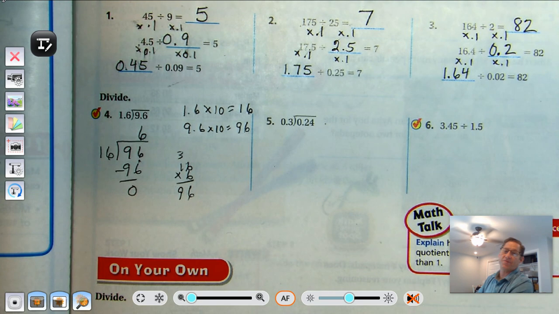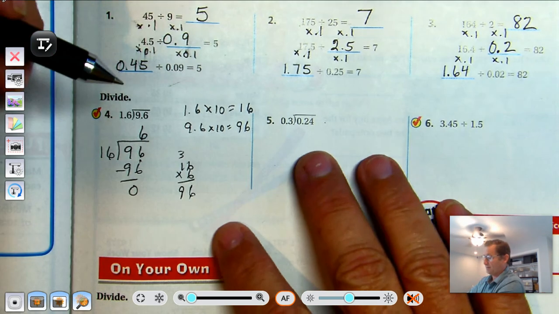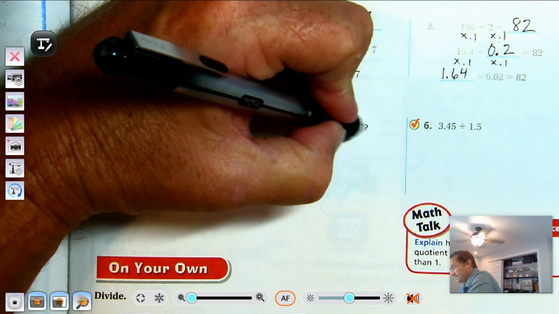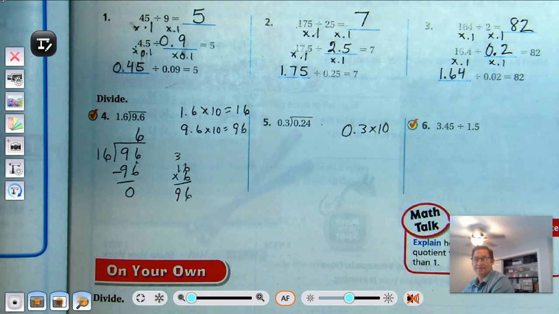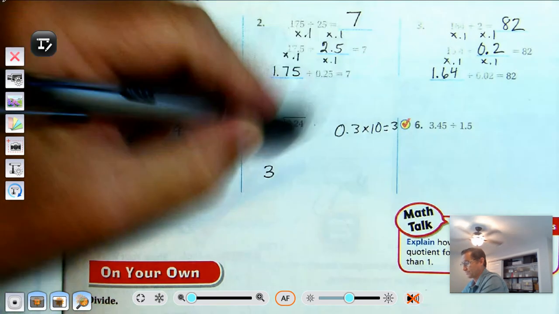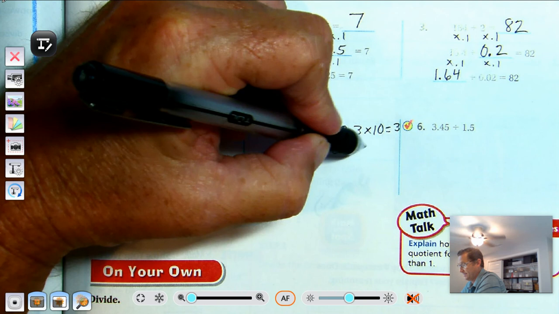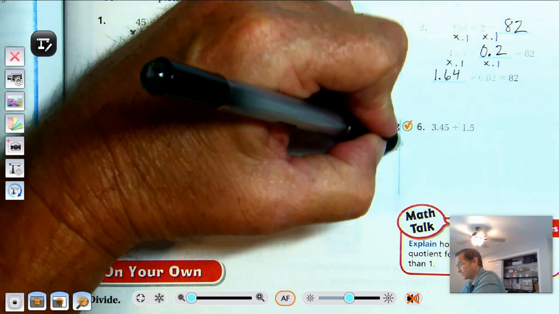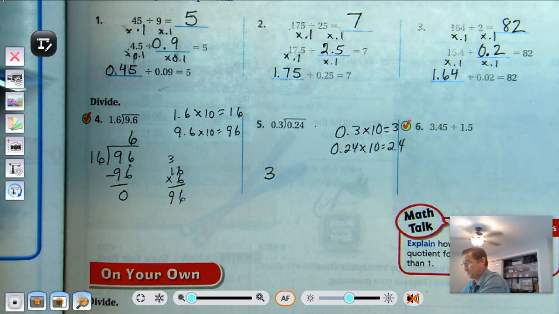Number 5, 3/10 divided into 24/100. We're going to take the 3/10 and multiply by 10 so that we are left with 3. We have to do the same thing to the dividend. So 24/100 times 10 would be 2.4.